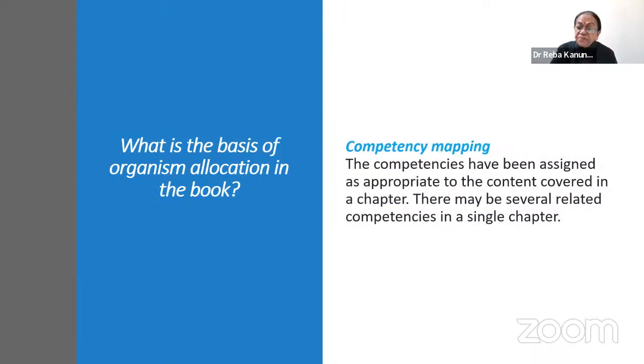So to answer a few of these questions, what is the basis of organism allocation in the book? Now, this is based on the competency mapping. The competencies have been assigned as appropriate to the content covered in a chapter. There may be several related competencies in a single chapter. Now, for example, the NMC has put in the competencies bloodstream infection, followed by gastrointestinal infection, etc. So what we have done is we have just changed it a little in relation to making it easy for the student to understand.